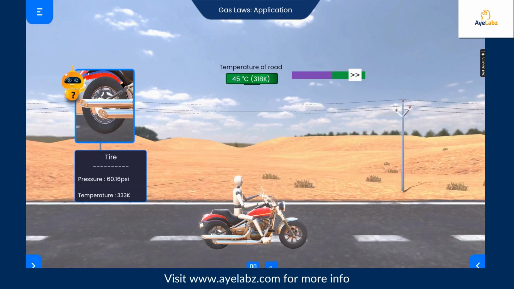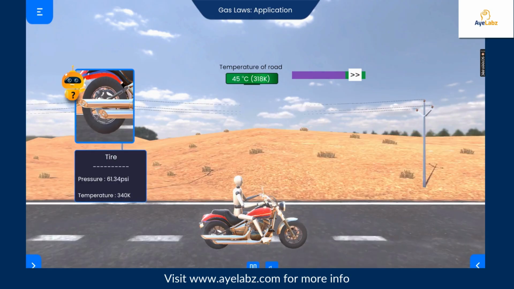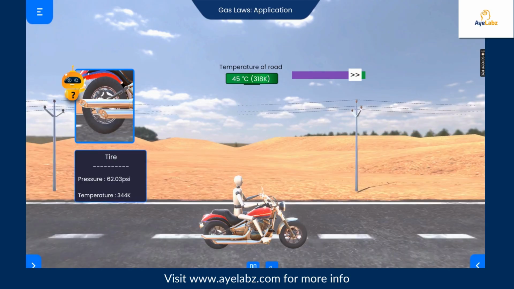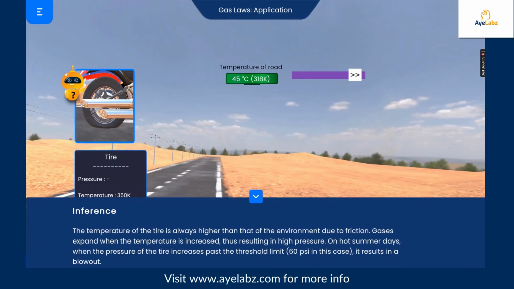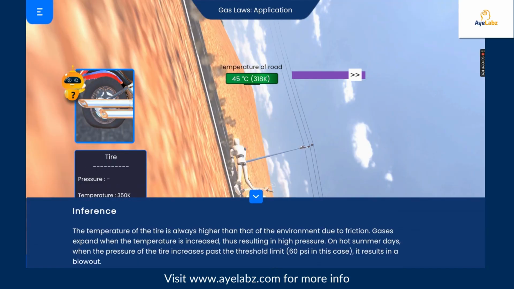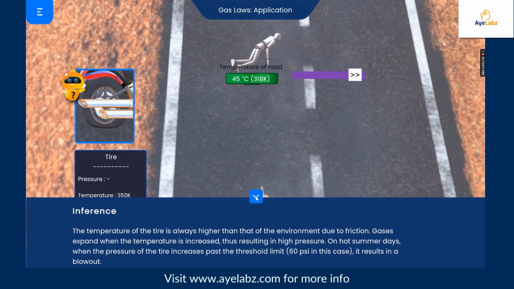As you take the bike into the sunny environment, the temperature rises. The pressure increase can be significant, potentially exceeding the tire's recommended maximum pressure, which leads to the risk of blowout or decreased performance, as you can see here.